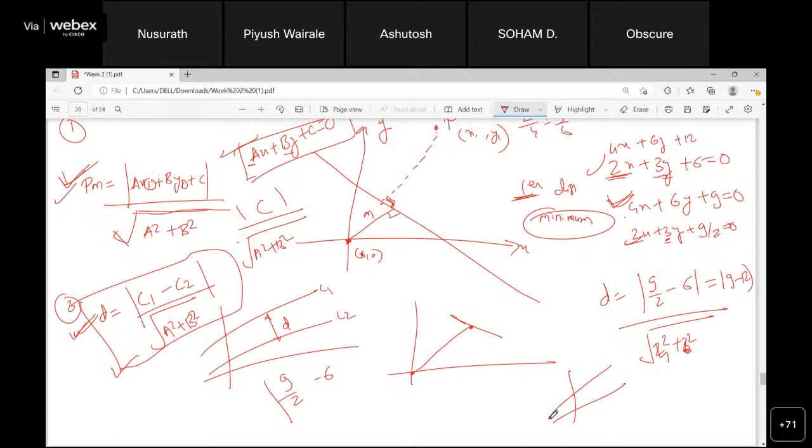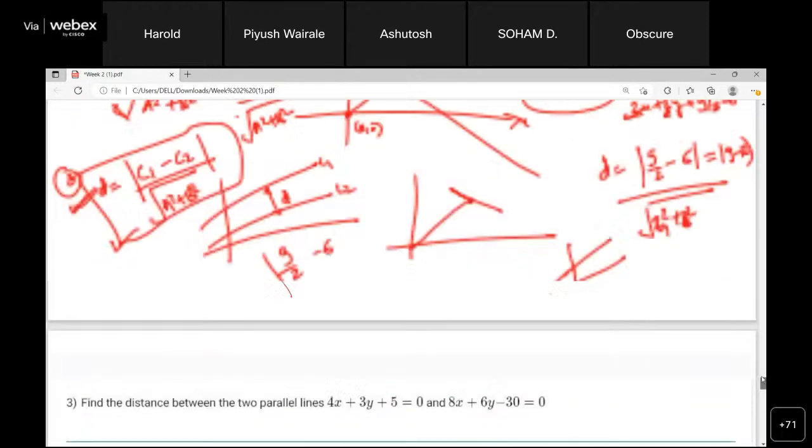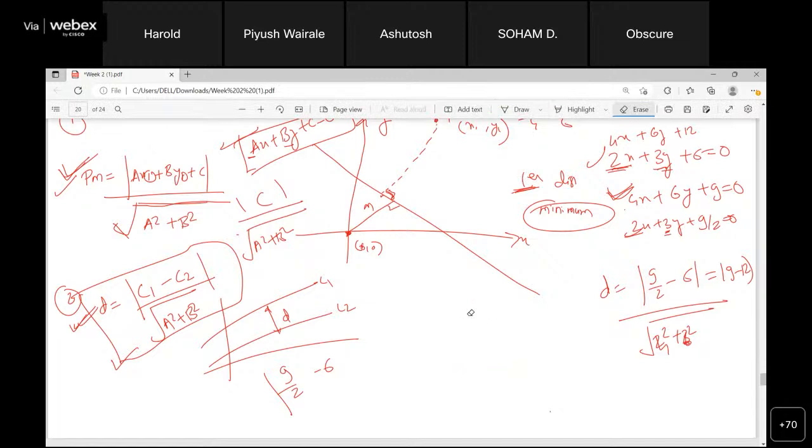Intercept or intersect? Intersect, or infinite point, right. So in this formula, sir, mod C1 minus C2 by square root of 1 plus m square is also one of the formulas. Let me discuss that also. So distance is C1 minus C2 upon the square root of 1 plus m square.